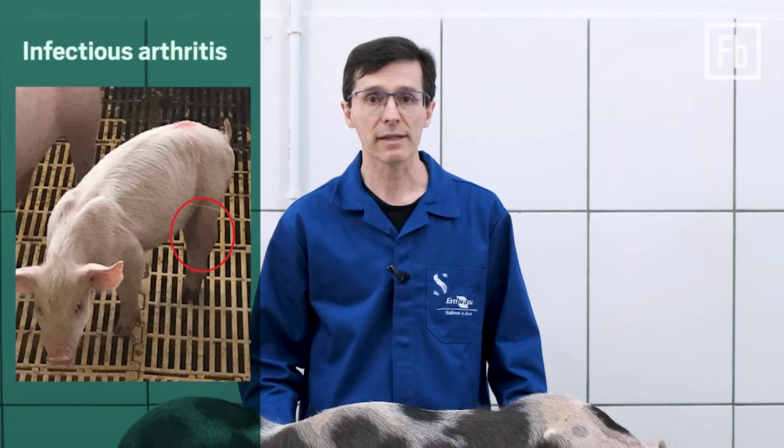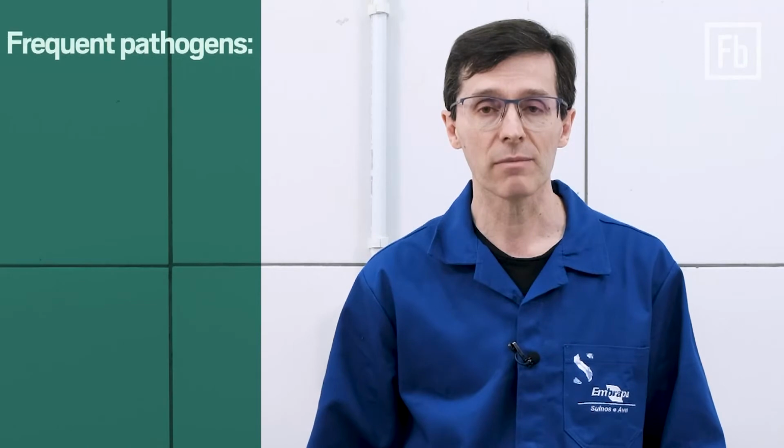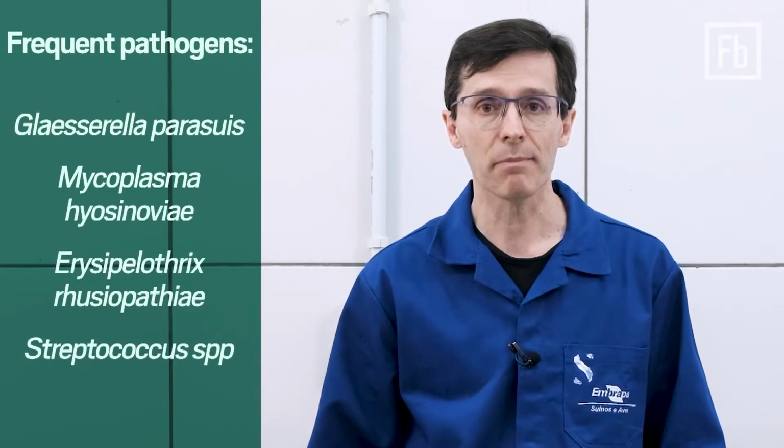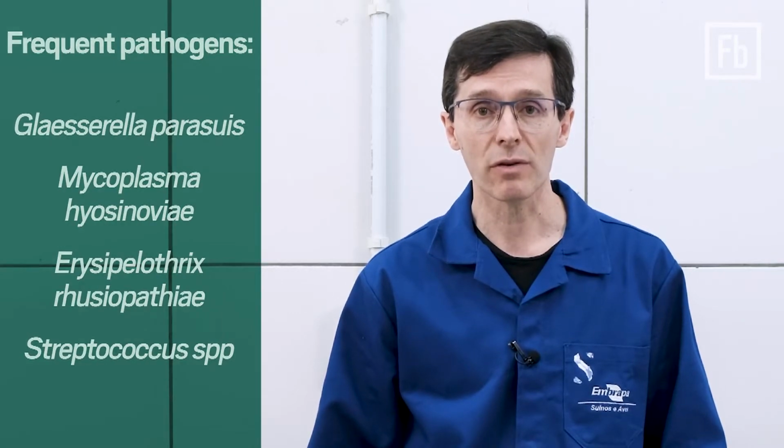Infectious arthritis and polyarthritis are clinically identified by joint thickening and claudication in affected animals. The most frequently involved agents are Glaesserella parasuis, Mycoplasma hyosynoviae, Erysipelothrix rhusiopathiae, and Streptococcus spp. In infectious arthritis, there is always a reaction in the regional lymph nodes, specifically the axillary of the first rib for the thoracic limbs and the medial and lateral iliac crests for the pelvic limbs.